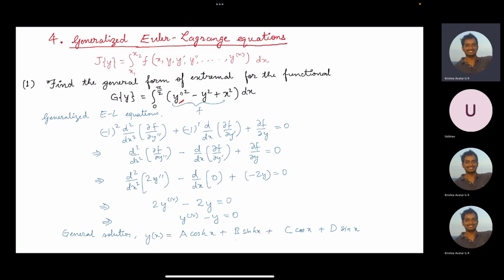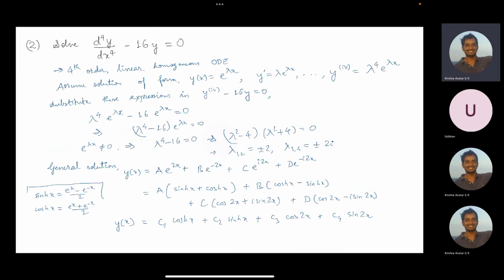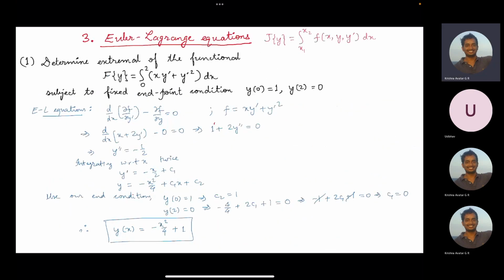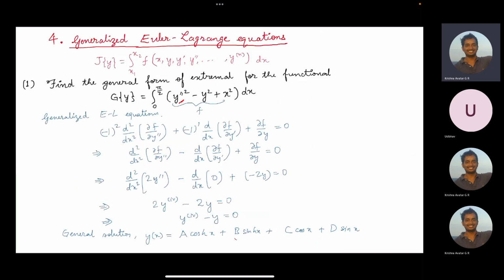From the review part, from the solution to ODEs, we had solved a very similar problem. Just that it has 16 there, and we don't. That's the only difference between that equation and the one we currently have here. Okay, and the general solution is y of x is equal to a cosine hyperbolic x plus b sine hyperbolic x plus c cosine x plus d sine x.